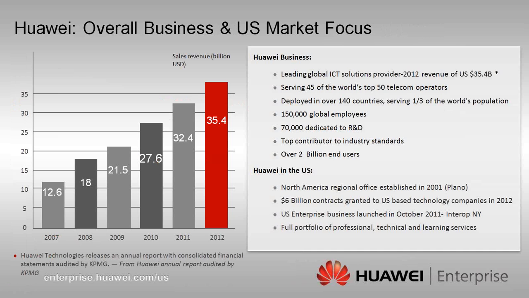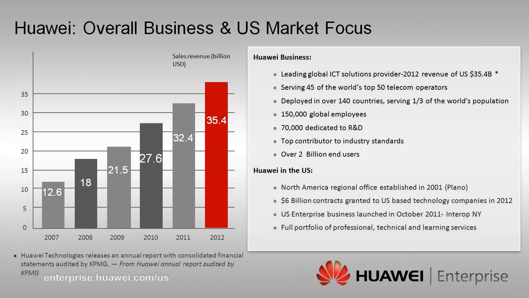But just a quick overview about Huawei's business. We have a revenue base that's been growing over the past 7-8 years, and right now the 2013 numbers just came out. The revenue numbers are $40 billion for 2013. So this is a huge company with 70,000 engineers and 150,000 global employees. So we're a huge player in the marketplace.